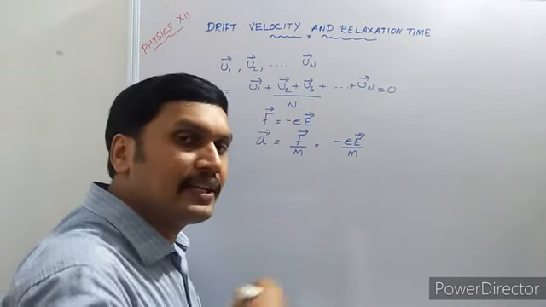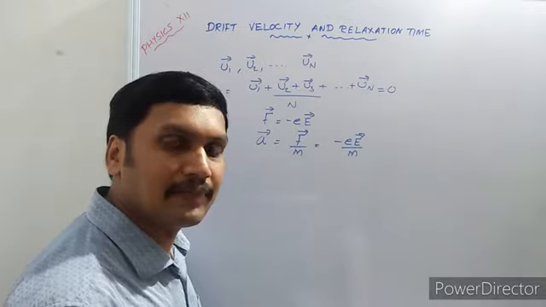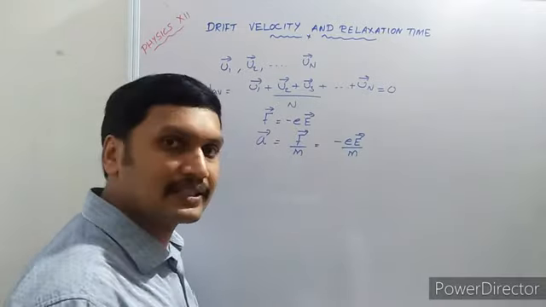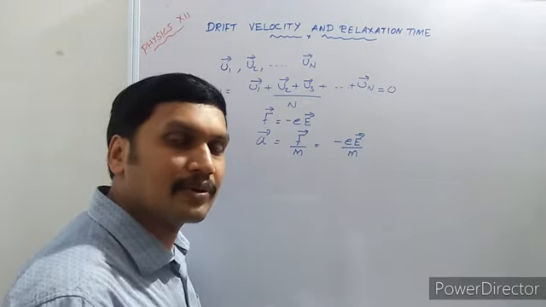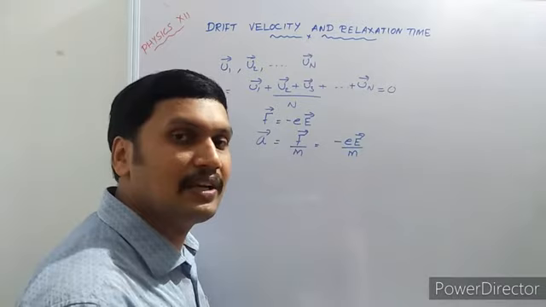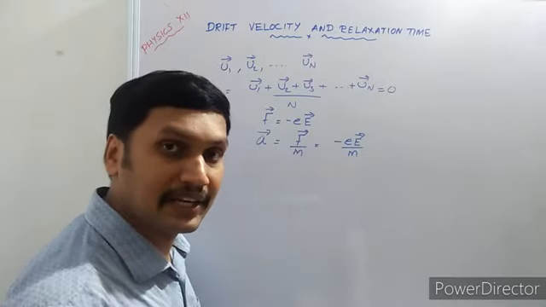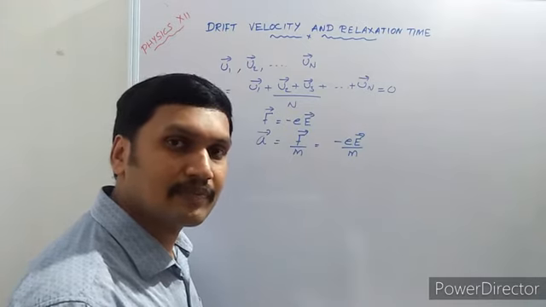But this gain in velocity can be retained only for a very small time interval. That is, after getting accelerated, each electron collides with the positively charged ions present in this conductor, or with some other electrons.